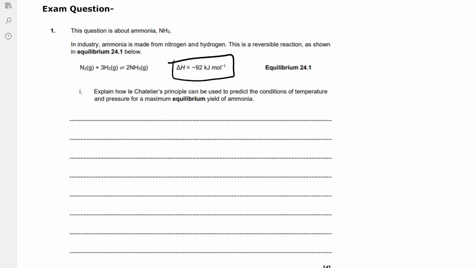So the forward reaction is exothermic. That means the reverse reaction is endothermic. So we're going to want to decrease the temperature to shift the equilibrium to the right, because exothermic reactions release energy to their surroundings. So if we decrease the temperature, then the exothermic direction will be favoured, because the equilibrium will shift to oppose a change to increase the temperature.